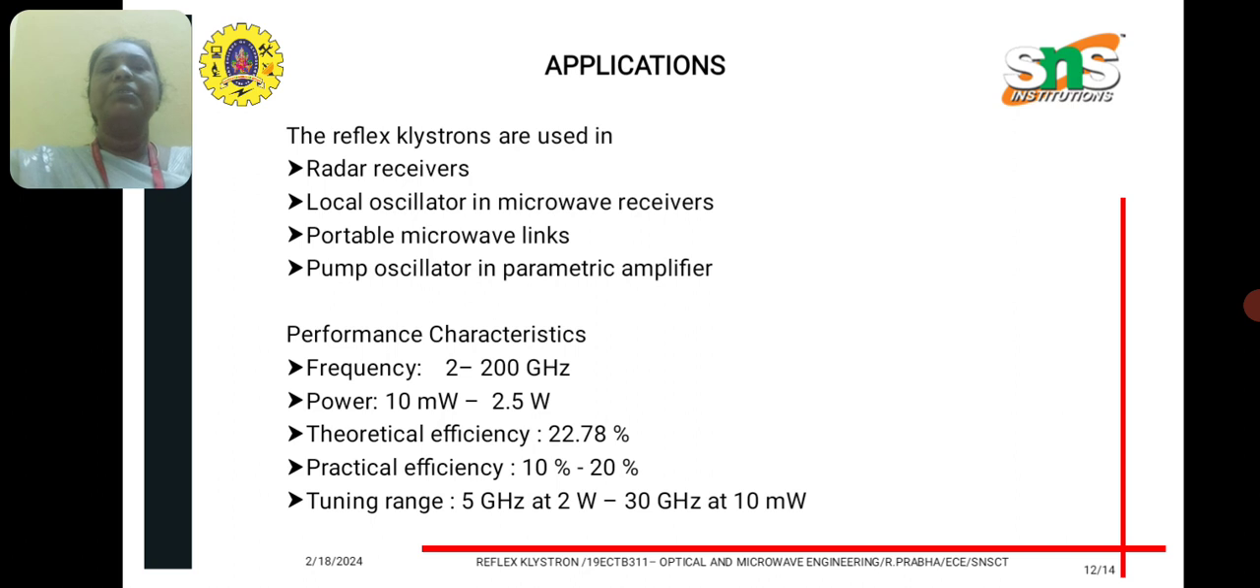So now we see the performance characteristics. It produces frequency between 2 to 200 gigahertz and its power is 10 microwatts to 2.5 watts. Theoretical efficiency is 22.78%. Practical efficiency is 10 to 20 percent, and its tuning range is 5 gigahertz at 2 watts and 30 gigahertz at 10 microwatts.